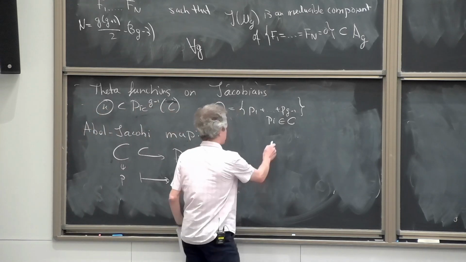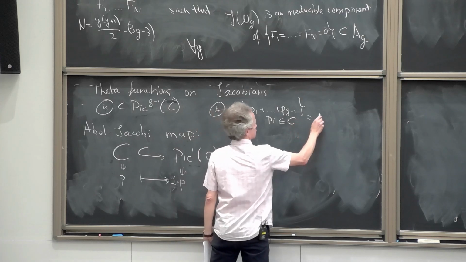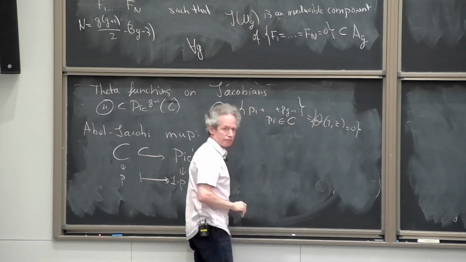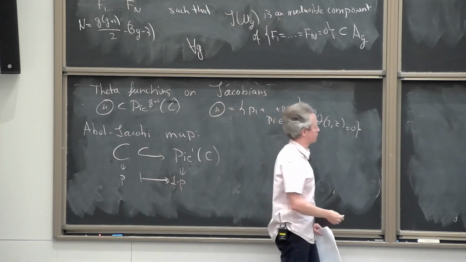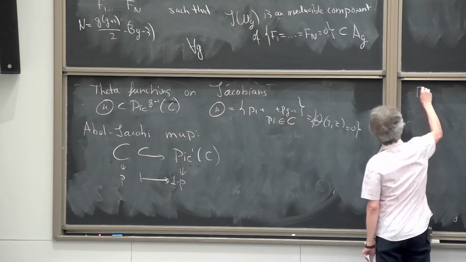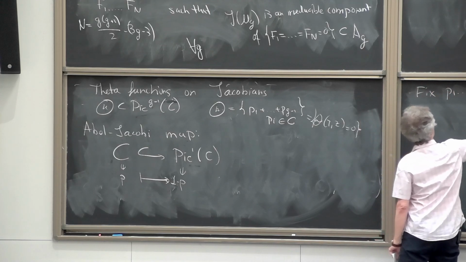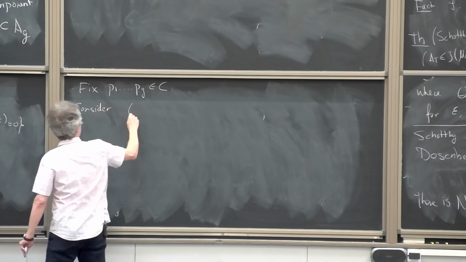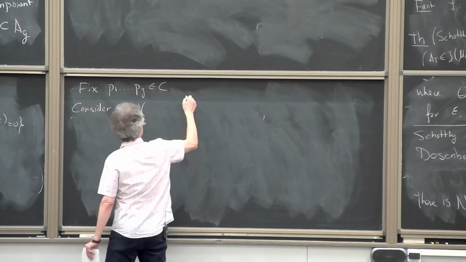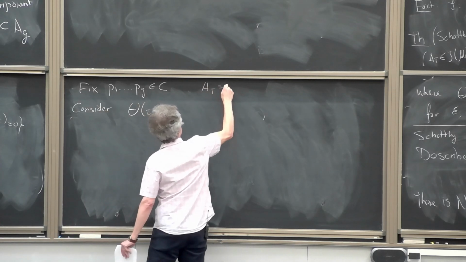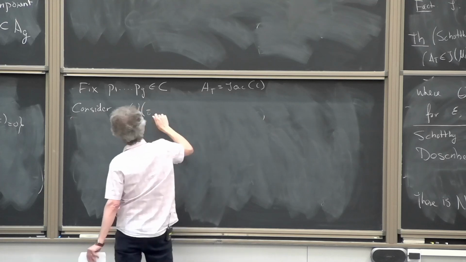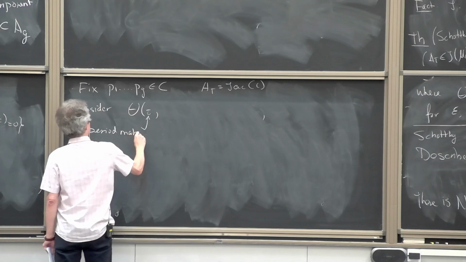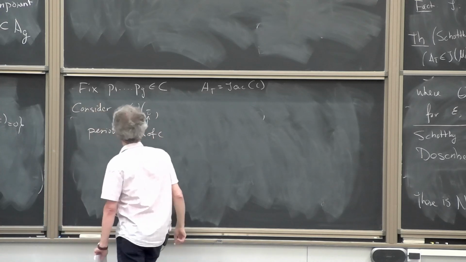So theta, remember, is a divisor, but it's also the zero locus of a function. Theta of tau, z is 0. So when I write the small theta, I mean the theta function. I'm really thinking of this as a function. So I can think of the following function. Fix P1 through Pg in C and consider theta, and let's say tau is the period matrix of the Jacobian of C, which I defined last time analytically.